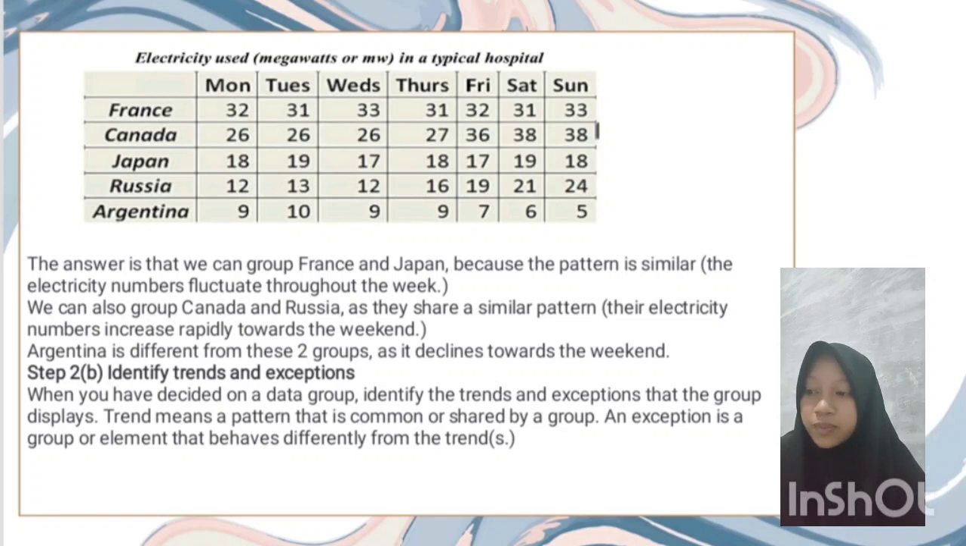Step 2B. Identify trends and exceptions. When you have decided on a data group, identify the trend and exception the data group displays. Trend means a pattern that is common or shared by a group. An exception is a group or element that behaves differently from the trend.